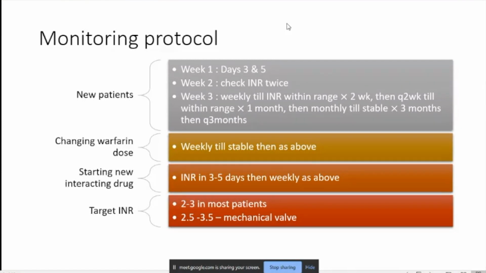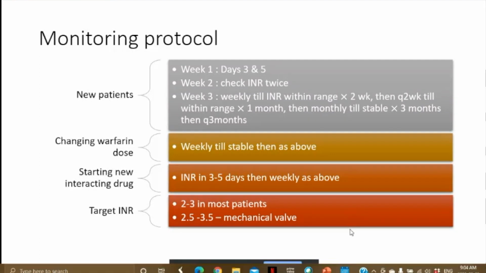Now, let me ask you guys a question. What is the likely effect of starting levothyroxine on warfarin dose? If the patient is diagnosed as hypothyroid and is on warfarin, and now the physician wants to start levothyroxine, what is the likely effect? Anybody? Starting levothyroxine will not change the warfarin dose upfront. That is the one thing you have to know.